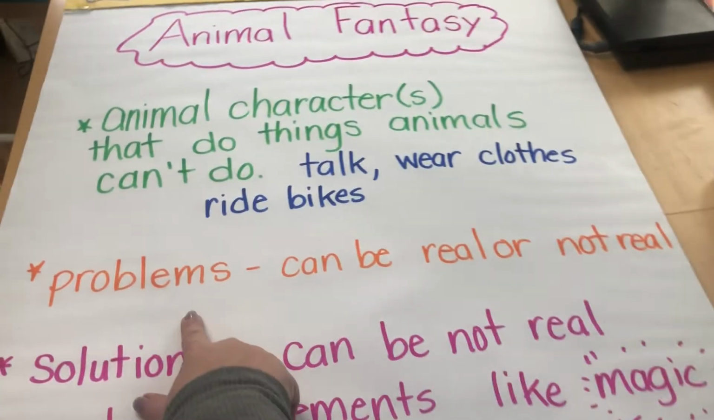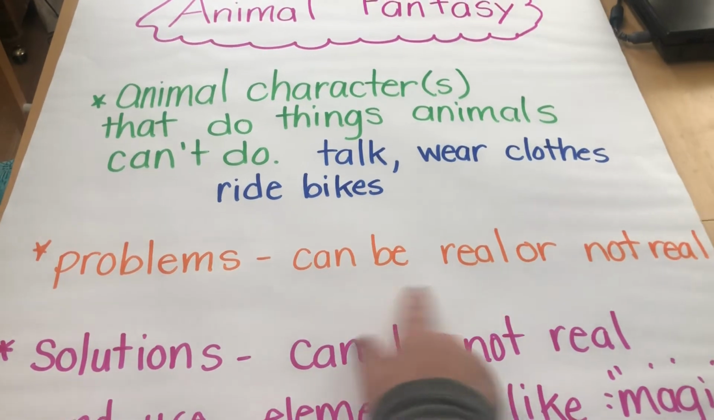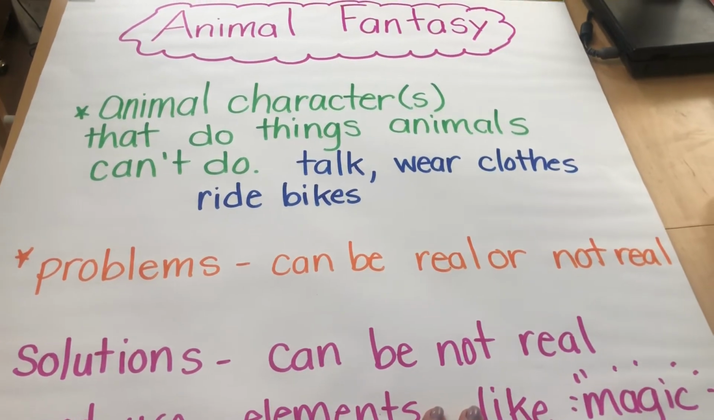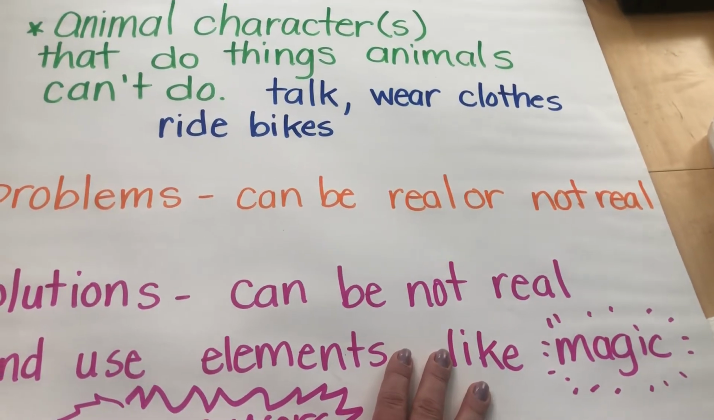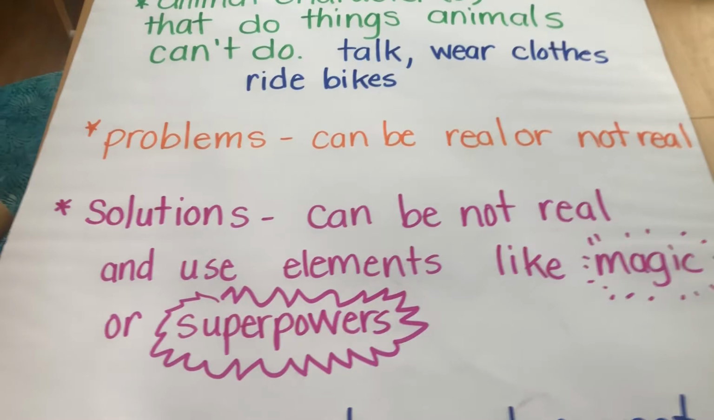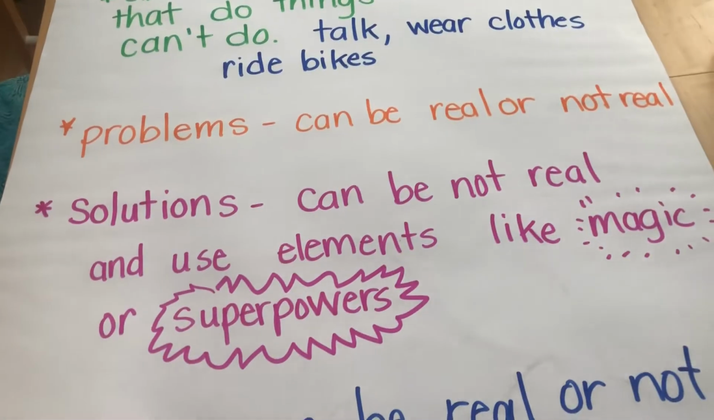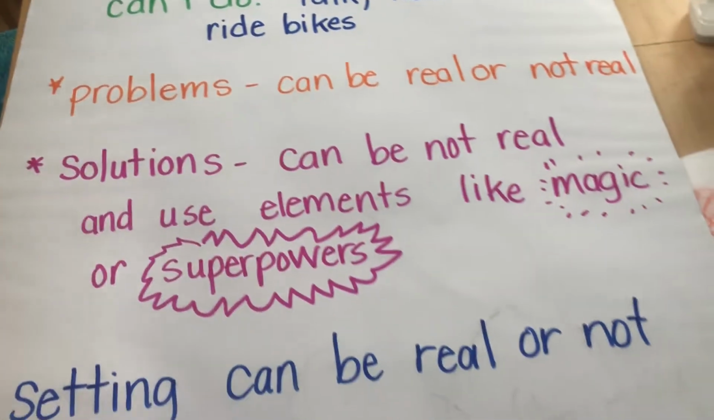The problems, here's where it gets tricky. Your problems could be a real problem, like Toad really did have a problem in planting a garden, but toads really wouldn't plant a garden, right? Or they could be not real, like Toad needs to learn how to fly to the moon, right? So you can make those up.